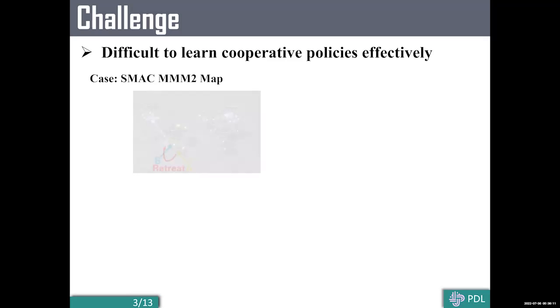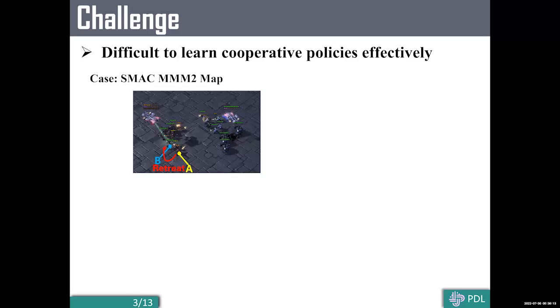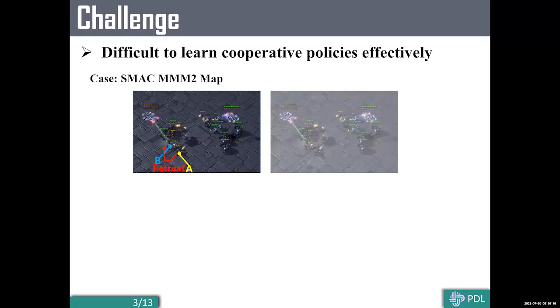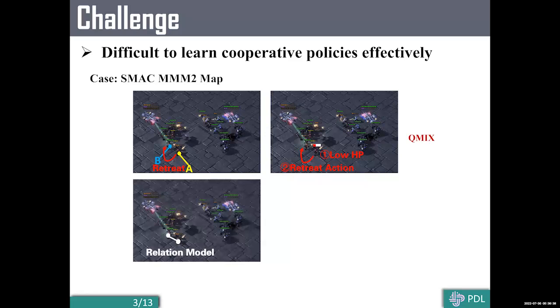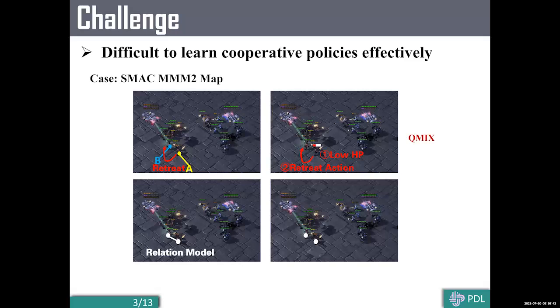Consider the retreating action of agent A to the back of agent B in the MM2 map in the SMAC environment. The popular method QMIX only executes the retreat action when it observes that the HP of agent A is extremely low, which is an inefficient policy learning procedure. If we can directly model this relationship, agent A and B can share the HP information to perform the retreat policy effectively.